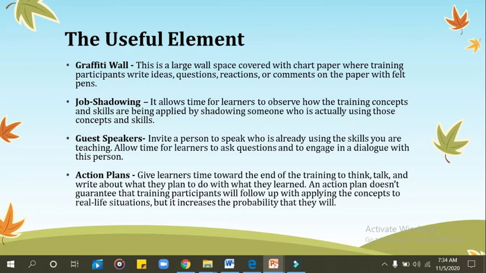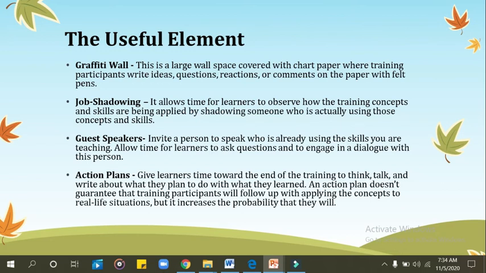And another, we have job shadowing. If possible, allow time for learners to observe how the training concepts and skills are being applied by shadowing someone who is actually using those concepts and skills. We have also guest speakers. Invite a person to speak who is already using the skills you are teaching. Allow time for learners to ask questions and engage in a dialogue with this person.